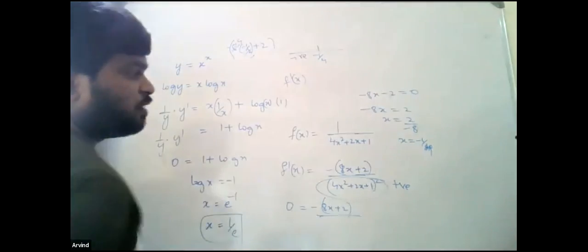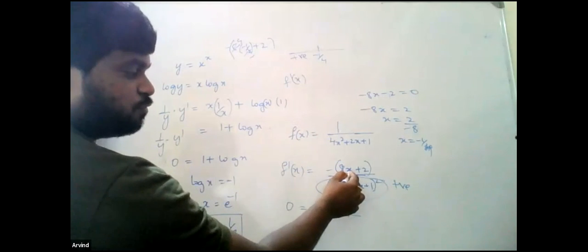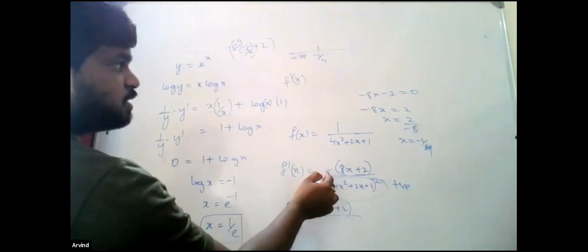Next you give a value on the other side. Let's give 1 by 2 itself. If 1 by 2, 8 into 1 by 2 is 4. 4 plus 2 is 6. But outside there is a minus. So minus 6 comes.